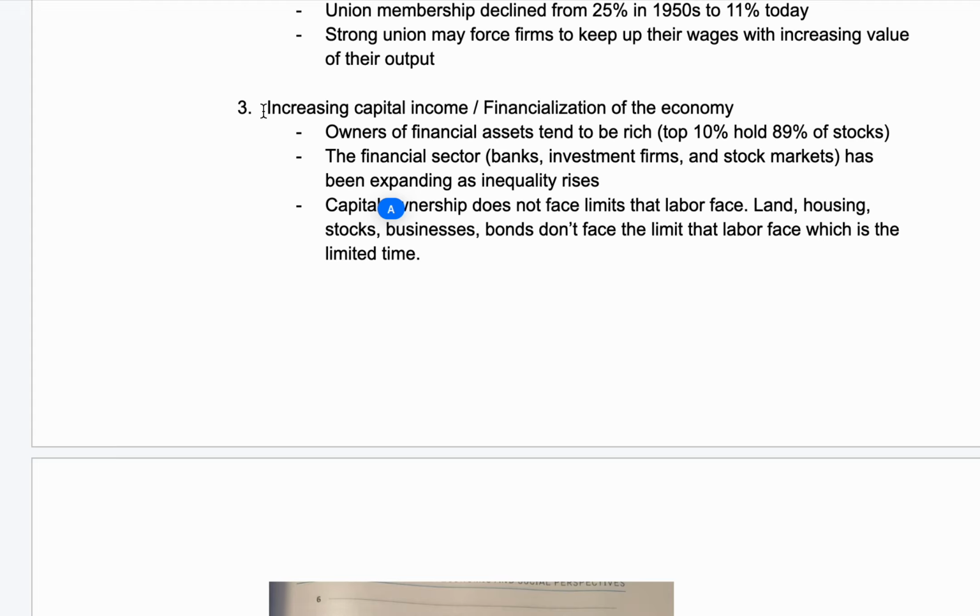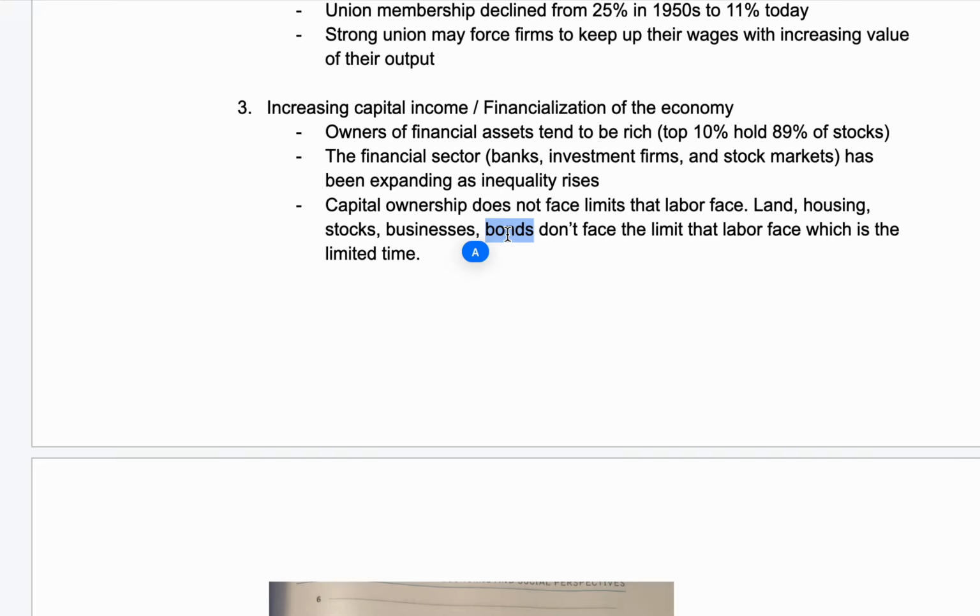And then the next one is actually my favorite: increasing capital income in the U.S. economy, or financialization of the U.S. economy, may explain why inequality is rising. So what is capital income? We need to know what capital income is. Capital income is income that you gain by owning, for example, land, housing, stocks, businesses, bonds, and things like that.